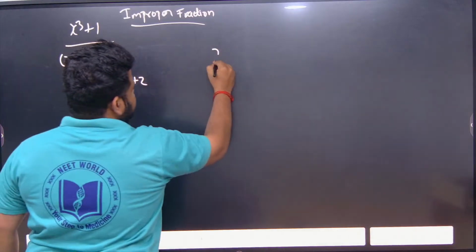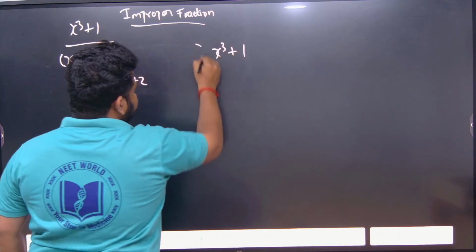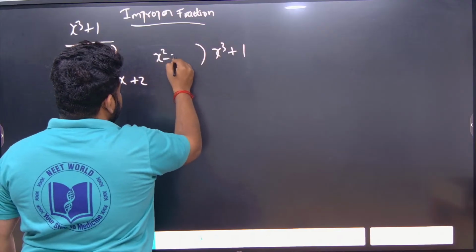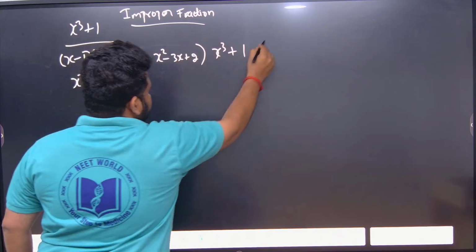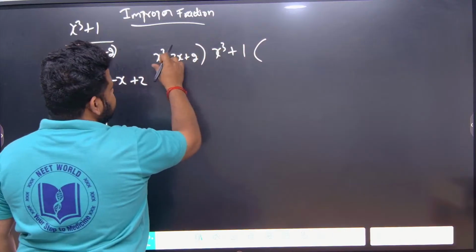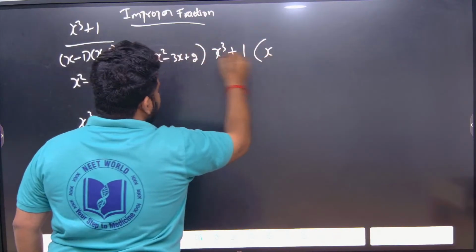So let us do that. x cube plus 1 divided by x square minus 3x plus 2. So here what should come? I have to get x cube, means I have to write x here. So x square into x is what?